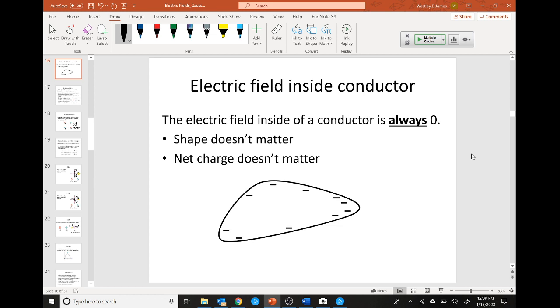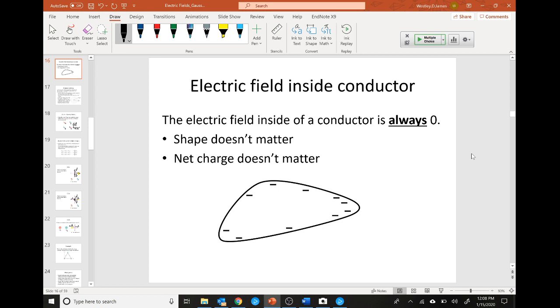This is, I take an object, I give it a net charge. This is an electrostatic condition. Once we get to current, there will be an electric field inside a conductor, but in this case, we're not talking about current. We're talking about I put some charge there, I leave it there, it has time to move around.